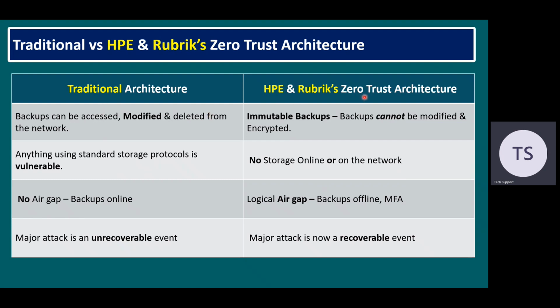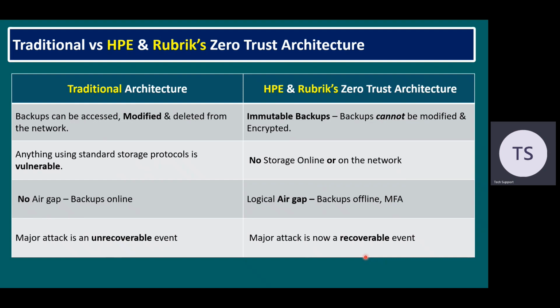With zero trust architecture, there is a logical air gap, backups are offline, and they are accessible only through multi-factor authentication, in short MFA. In the traditional architecture, a major attack is an unrecoverable event. But with zero trust architecture, a major attack is now a recoverable event. Okay, these are the main differences between traditional architecture and zero trust architecture.